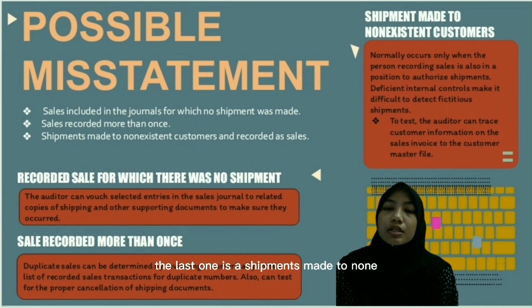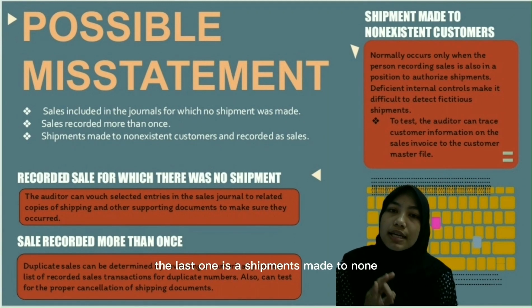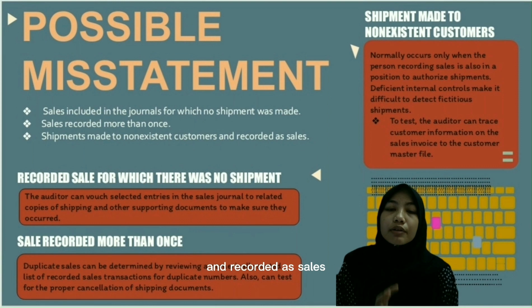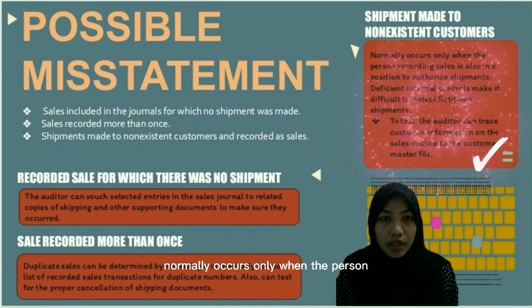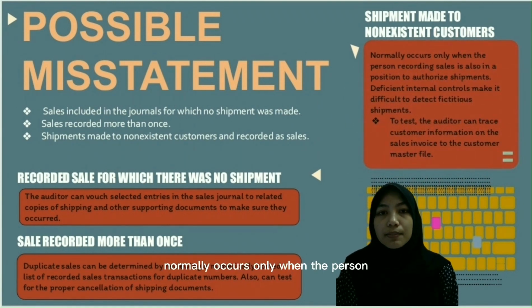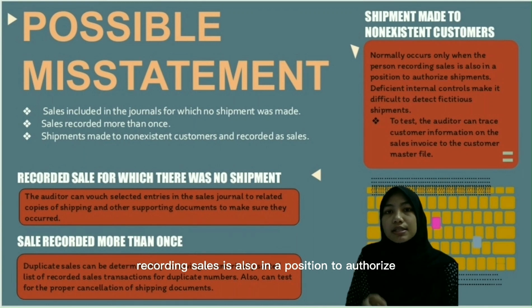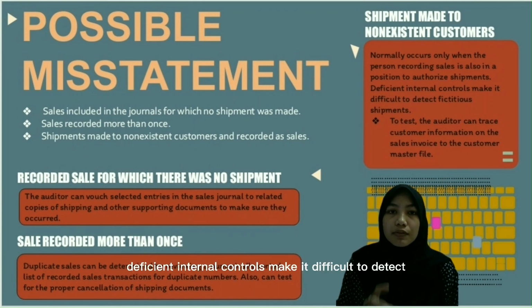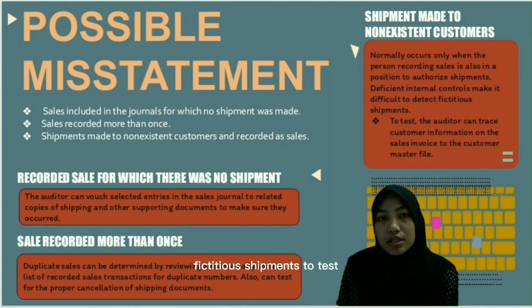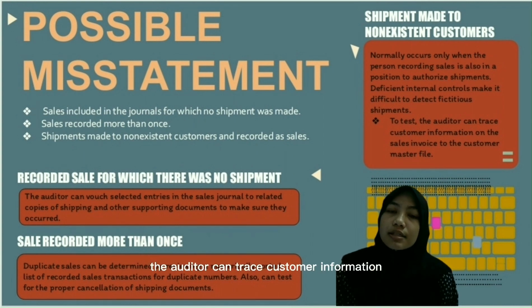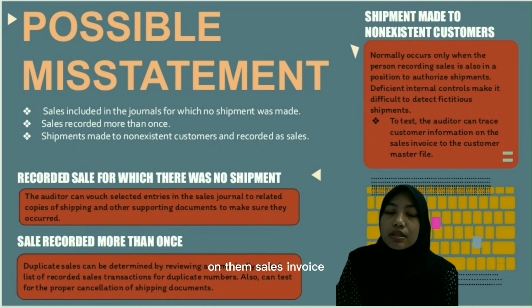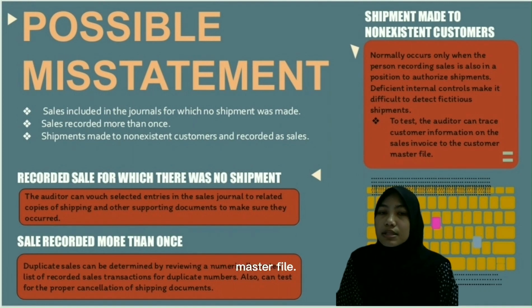The last one is shipments made to non-existent customers and recorded as sales. This normally occurs only when the person recording sales is also in a position to authorize shipments. Deficient internal controls make it difficult to detect fictitious shipments. To test, the auditor can trace customer information on the sales invoice to the customer master file.